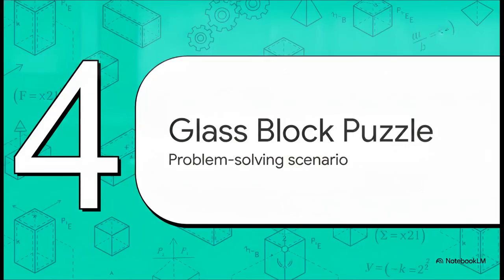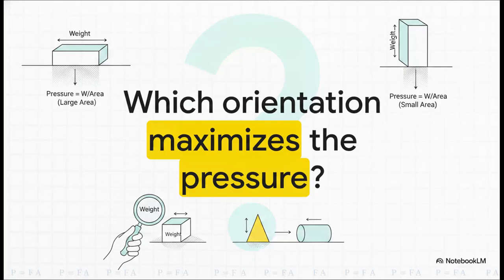Section 4. The glass block puzzle. Let's test our problem-solving skills with a classic physics scenario. I want to challenge you right now to put on your physics detective hat. Imagine a single solid object with a fixed weight. Can that single object exert entirely different pressures on a table without changing its weight at all? And if so, how do we maximize that pressure?